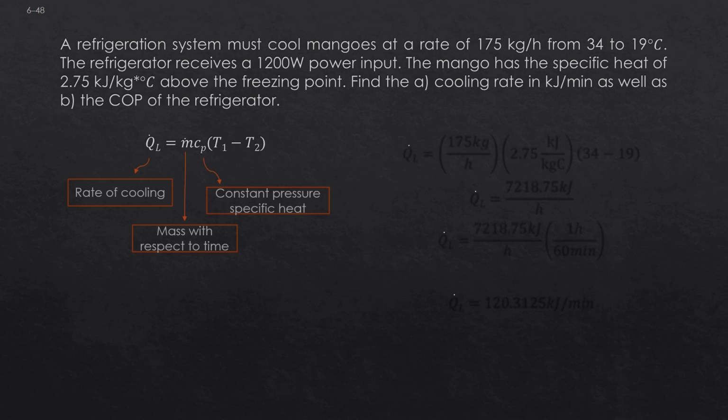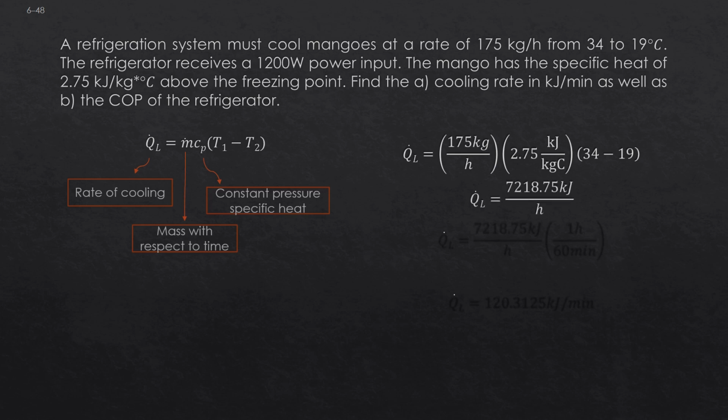So plugging in all the values, we will get Q dot sub L equals 175 kg per hour times the specific heat, which is 2.75 kilojoules per kilogram degrees Celsius, times the quantity of temperature at state 1, which is 34 degrees Celsius, minus the temperature at state 2, which is 19 degrees Celsius. Calculating, we will get Q dot sub L equals 7,218.75 kilojoules per hour.